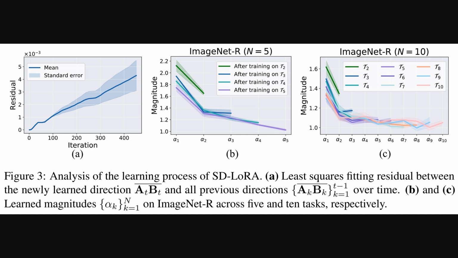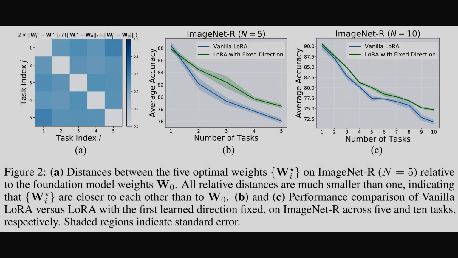Okay, so this next figure delves deeper into the learning process of Scalable Decoupled Low-Rank Adaptation. Part A shows the least squares fitting residual, essentially a measure of difference between a newly learned direction and previous ones. It increases over iterations, indicating new tasks bring distinct directional needs. Then, Parts B and C plot the learned low-rank adaptation magnitudes for tasks on the ImageNet-R dataset. These plots show that directions learned from earlier tasks are treated as more critical, generally maintaining higher magnitudes. In contrast, magnitudes for later tasks tend to be smaller, suggesting these later directions act as minor refinements to the model.